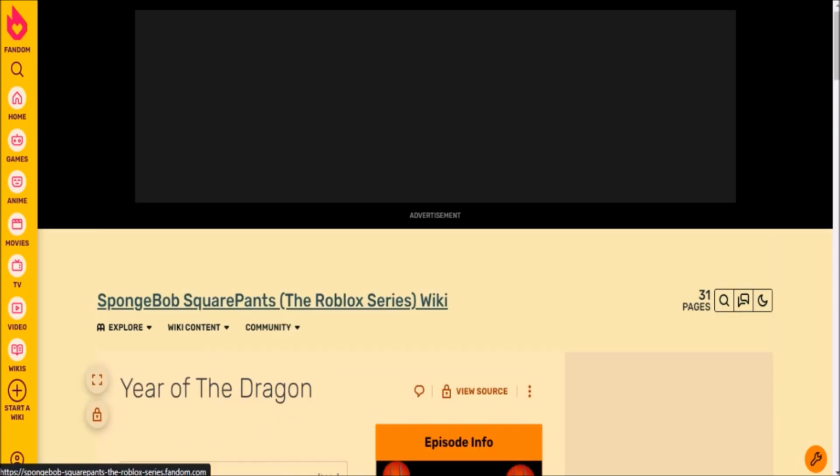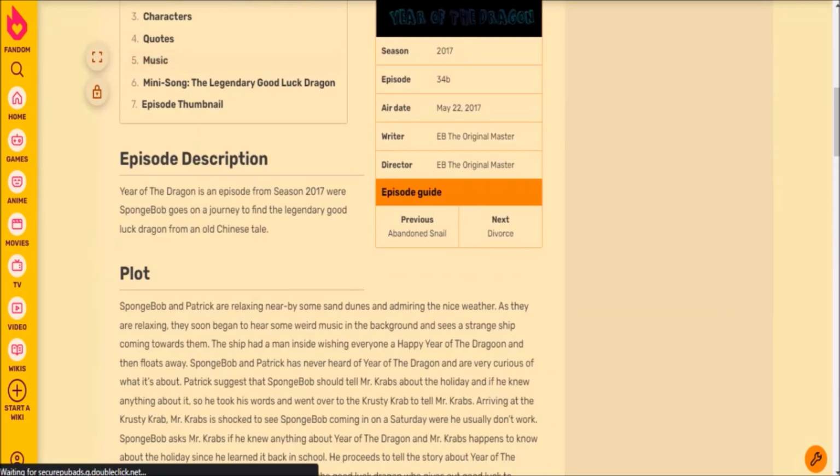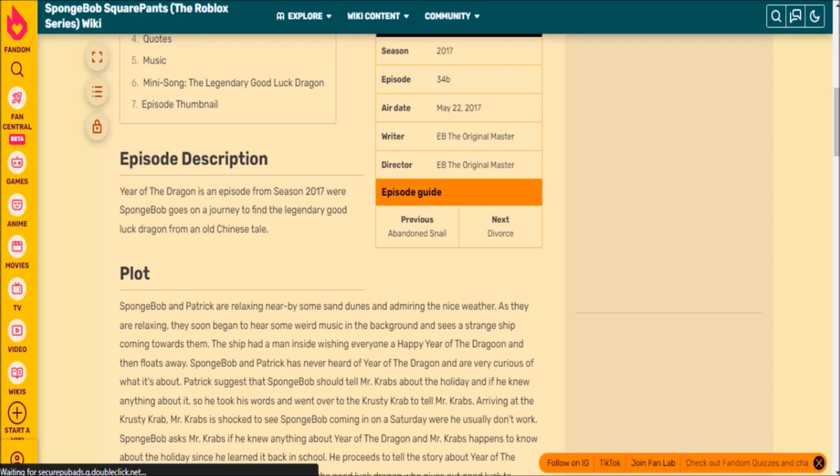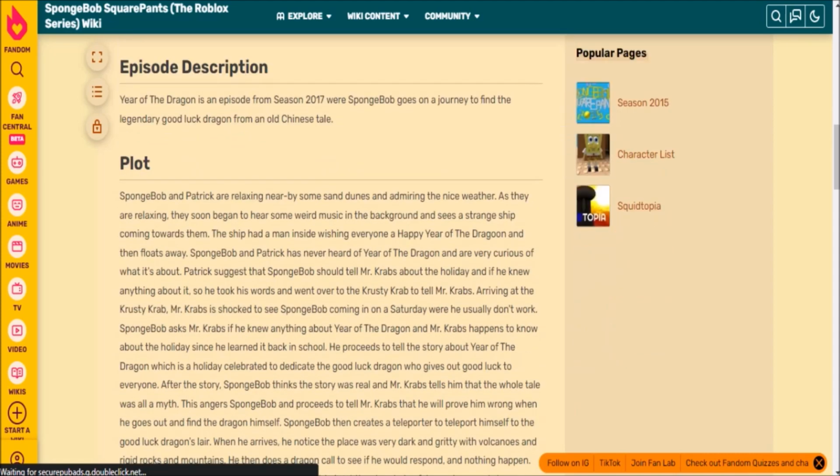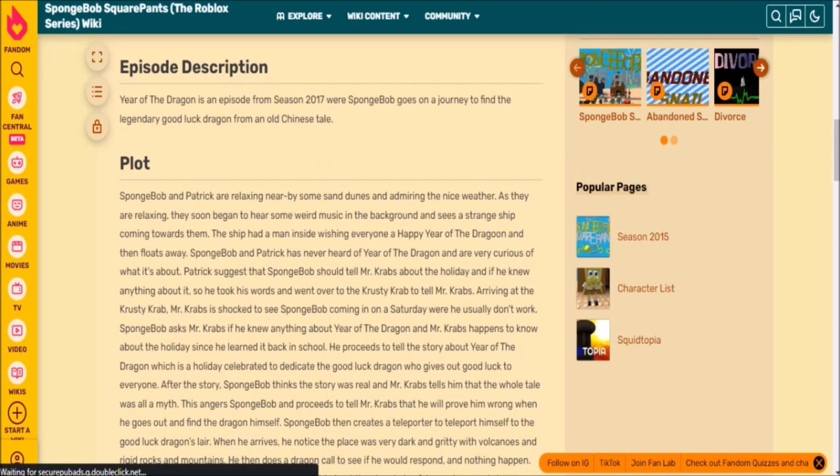Here it is. Alright, so Year of the Dragon is an episode from season 2017 where SpongeBob goes on a journey to find the legendary Good Luck Dragon from an old Chinese tale.